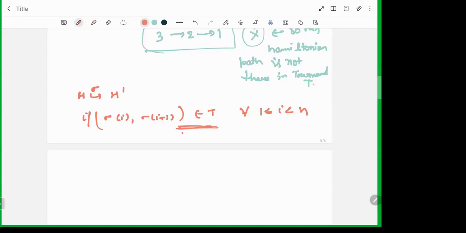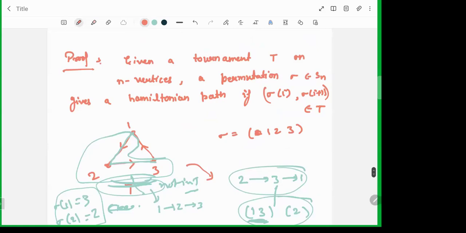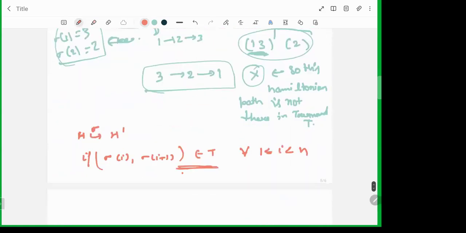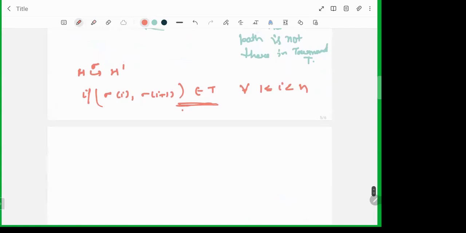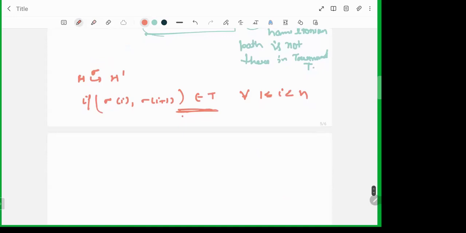So what do I need to write? I guess it is clear. What I am trying to say is that this claim, a permutation sigma gives a Hamiltonian path if sigma i, sigma i plus 1 is in T, is easy to observe. I have already said so I don't need to write it. I have already explained what is happening.